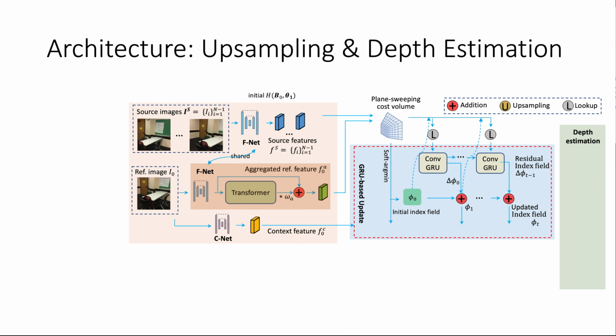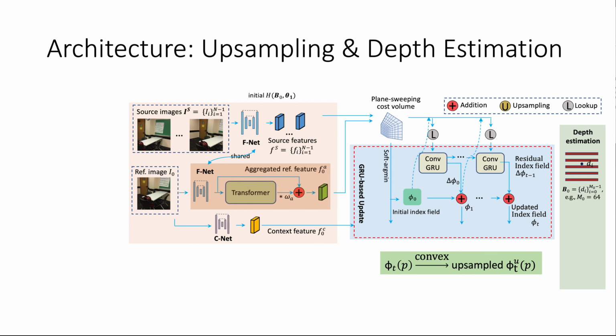The last step is the depth estimation. Given the index fields phi t, the depth map is then estimated by sampling the depth hypothesis planes via linear interpolation. When constructing the cost volume, we use 64 depth hypothesis planes, denoted as B0 here.